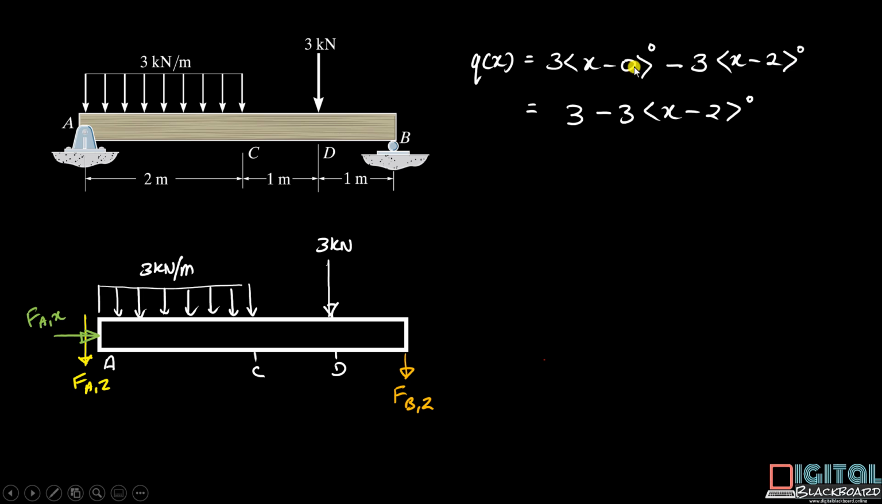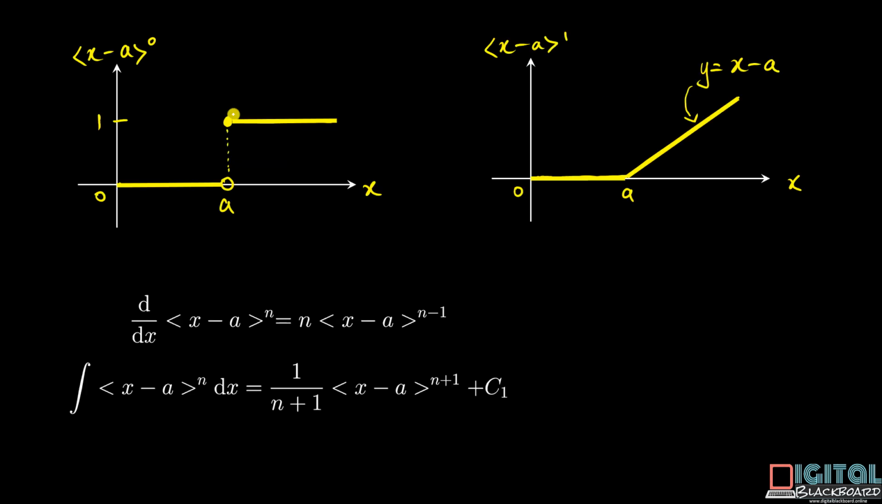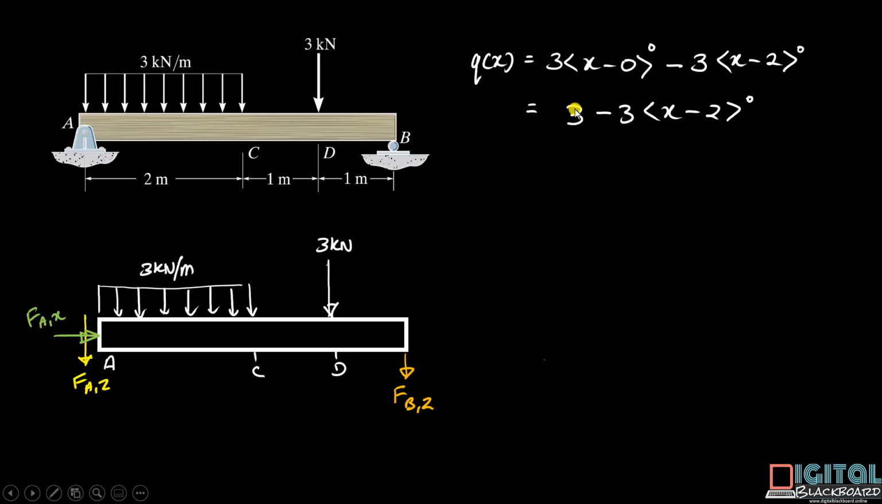Now, if you look carefully at the discontinuity function, anything before x equal to a is 0. So in this case, anything before x equal to 0 is equal to 0. So there's nothing before x equal to 0, meaning that we can simply replace this term here by 1. Therefore, we arrive at 3, and then this term here is simply brought over to the second line.